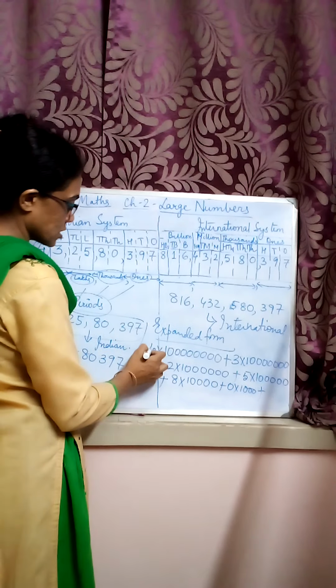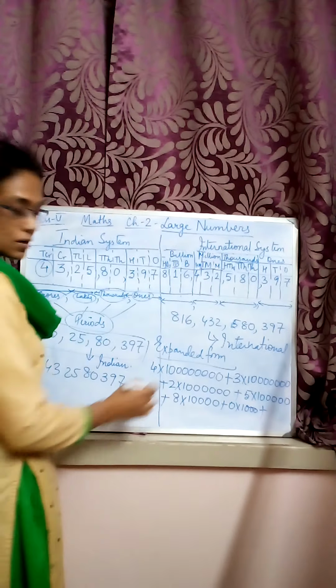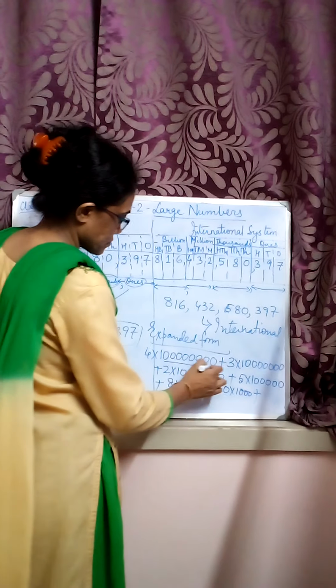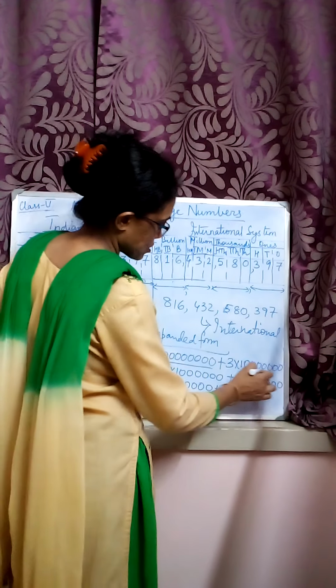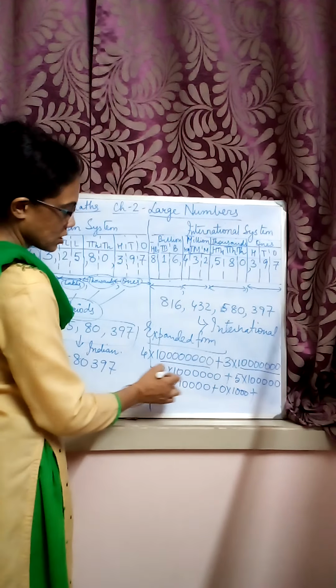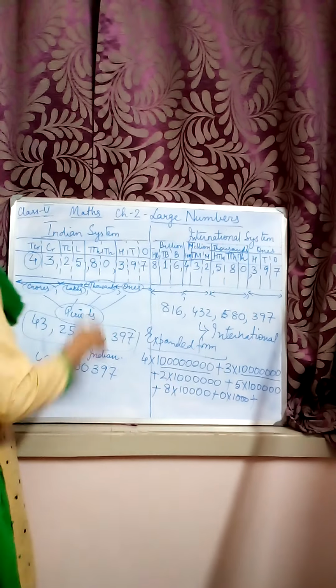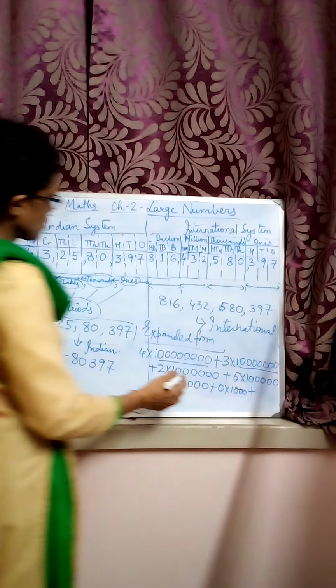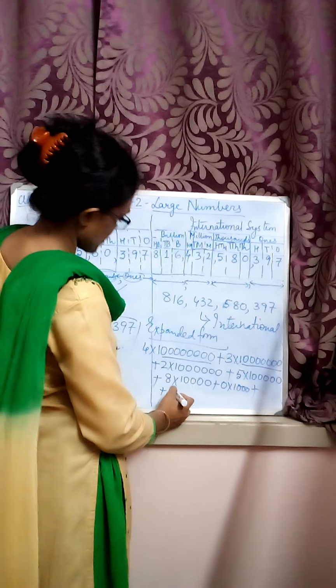So this is the digit and this is the place value. This is the digit and this is the place value of the number where it is situated. So I am multiplying the digit with its particular place value to write down in the expanded form. Then again 300.